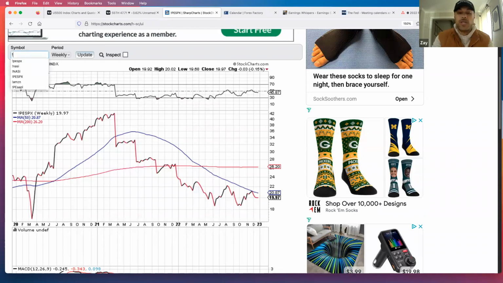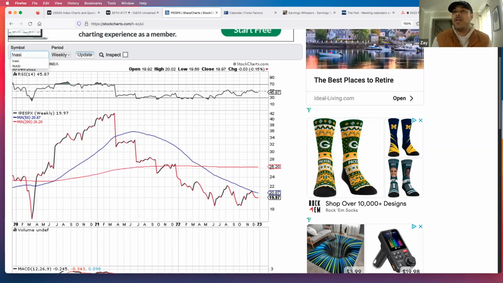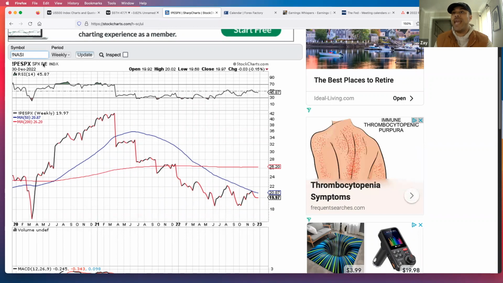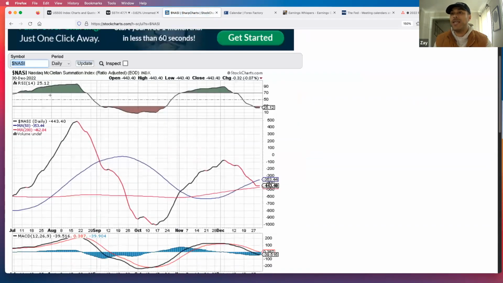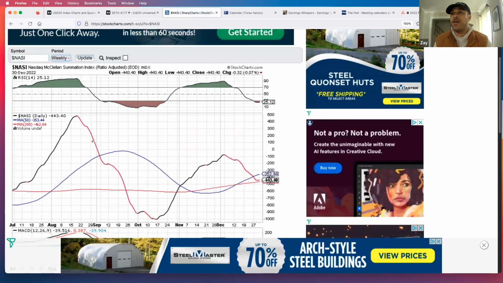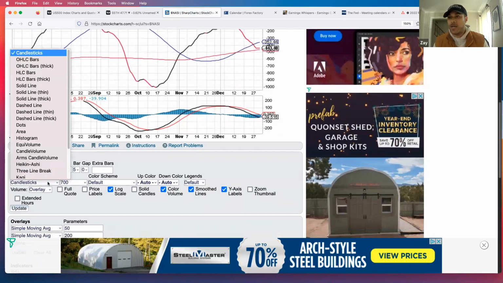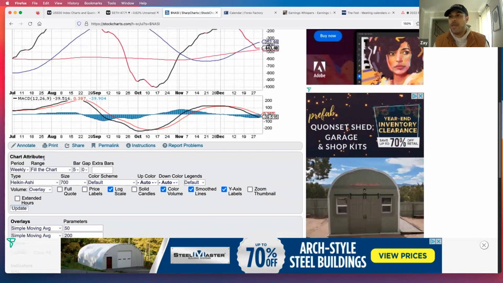Now, this next one is a shout out to my boy Calvin. He put me onto this one. So it's NASI, and this is the Nasdaq McClellan Summation Index. So it basically helps you understand the movement of the Nasdaq. So he put me onto this. I thought it was great.